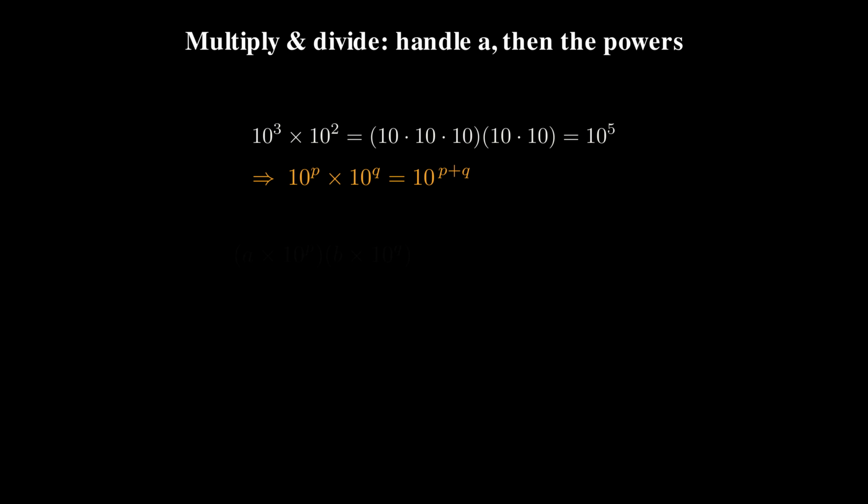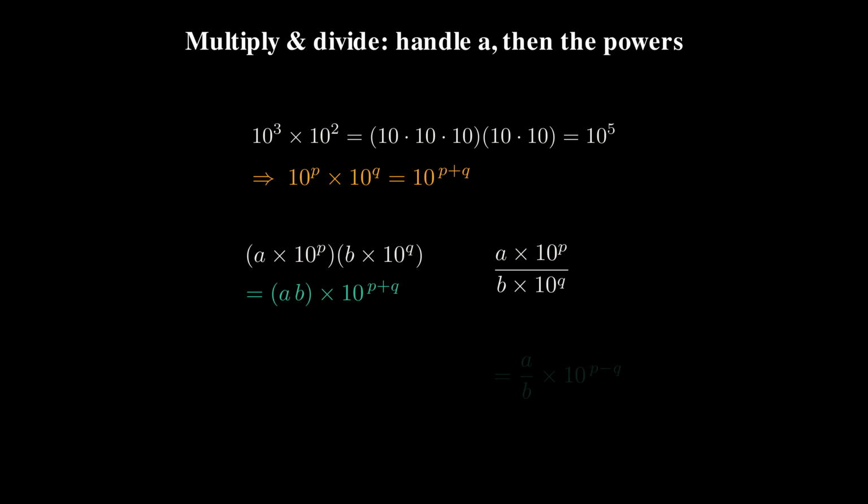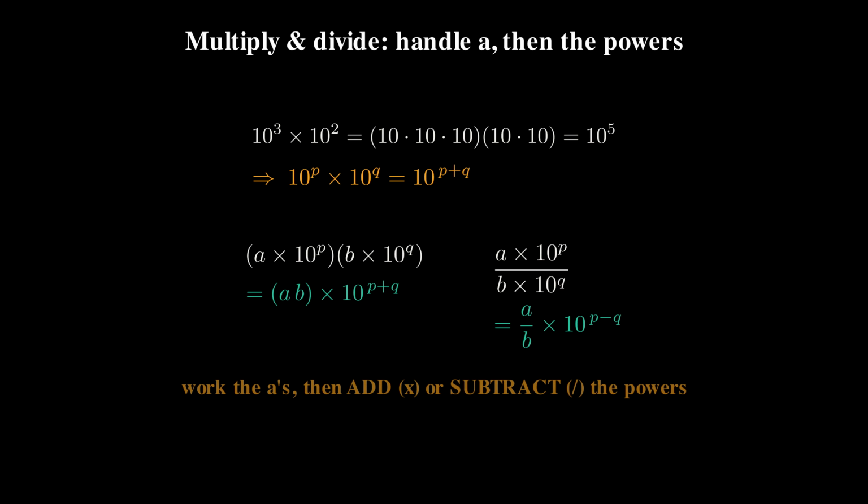So for two numbers in standard form, gather the front numbers and multiply them. And gather the powers of 10 and add the exponents. To divide, you divide the fronts and subtract the exponents instead. Handle the a's, then the powers. That's the whole move. But there's a catch that trips people constantly, and fixing it is worth marks.